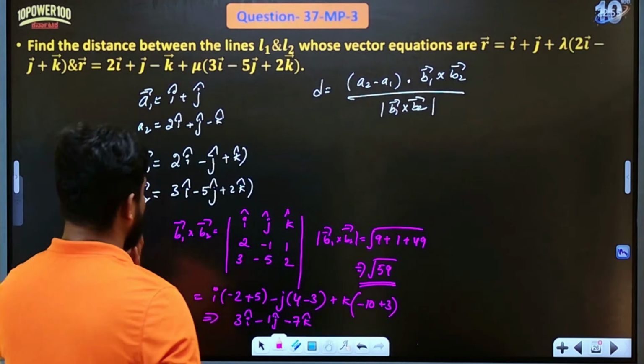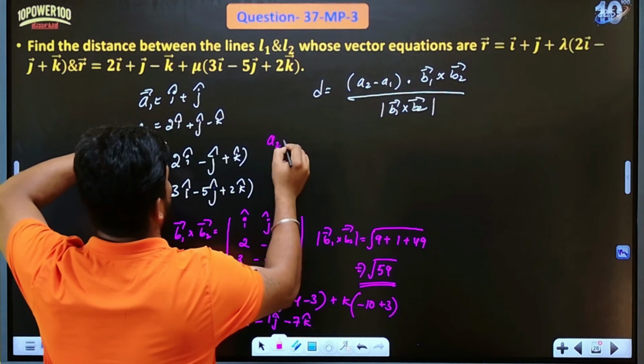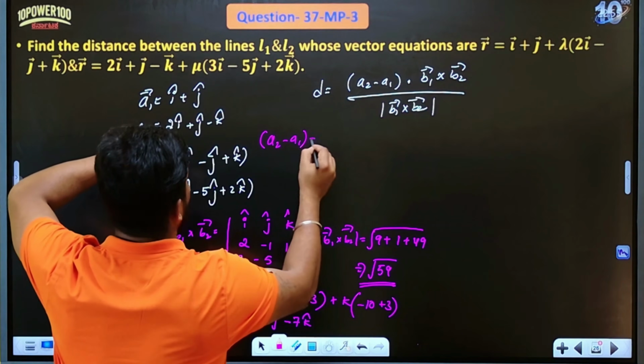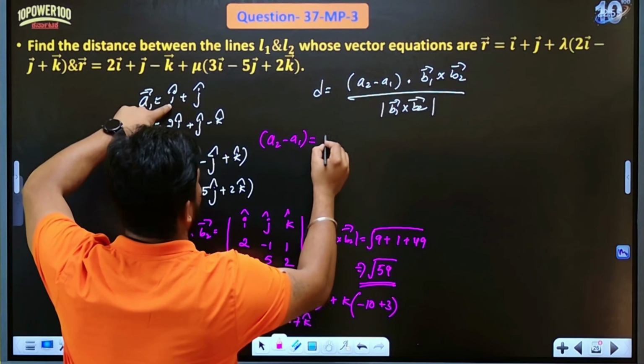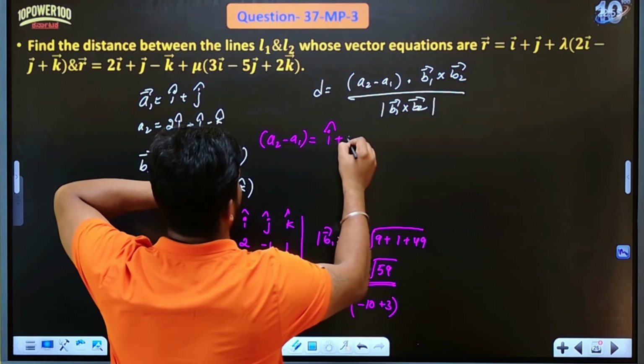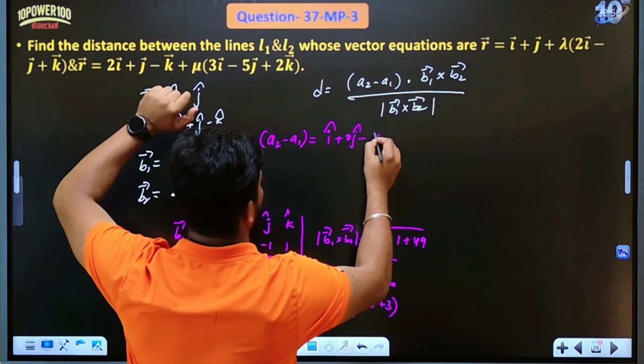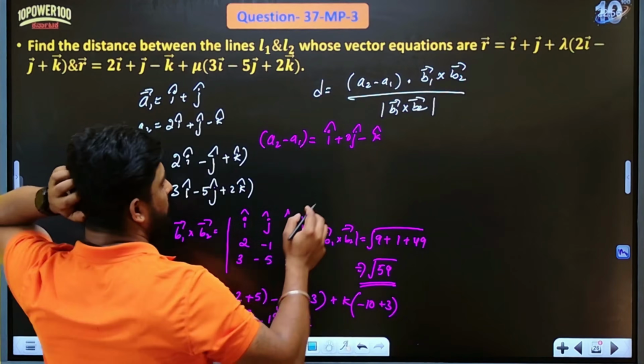Now let's do A2 minus A1, this minus this. A2 minus A1 is 2 minus 1, that is 1i cap, this minus this is 0j cap, and this minus this is minus k cap. Next, the dot product of this.